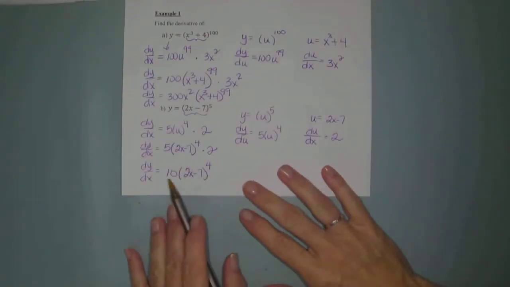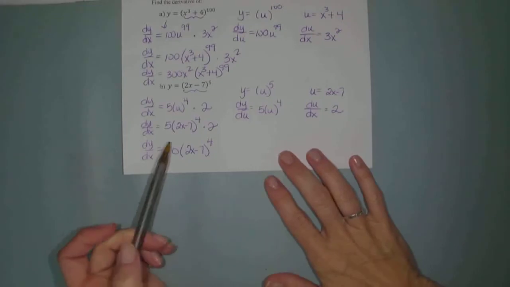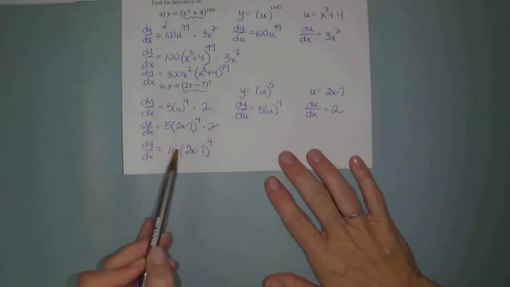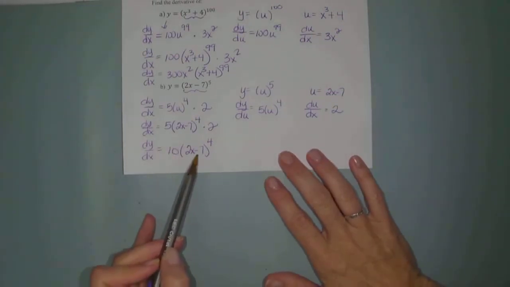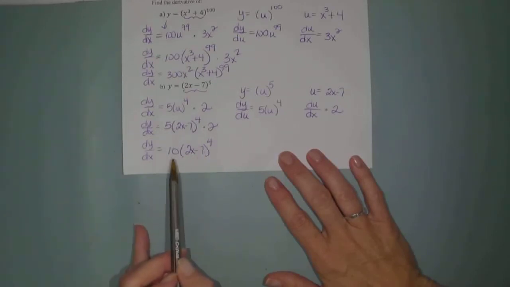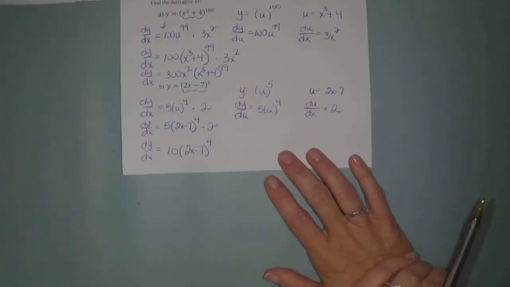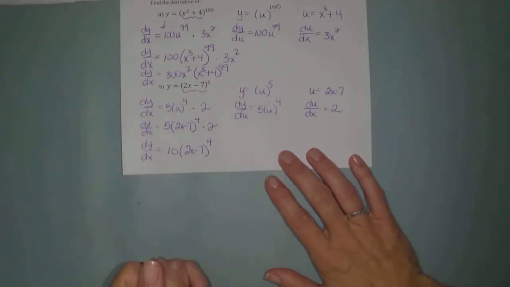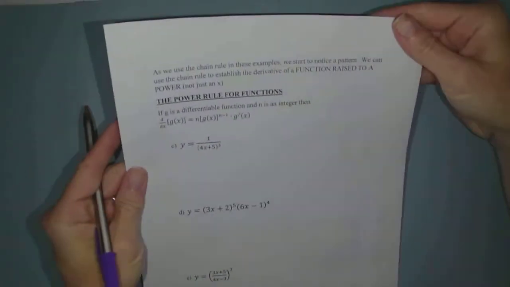And just FYI, I'm sure you already know this, but just to remind you, you may not distribute this 10 because order of operations would say that we have to take 2x minus 7 to the fourth power first, then distribute the 10. And I don't really want to do that, so we're just going to leave our answer like this. Okay, so let's flip the page and read this little paragraph here.